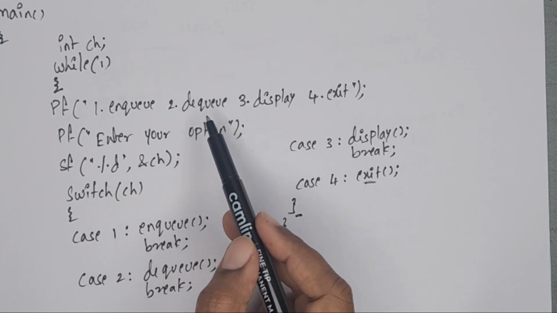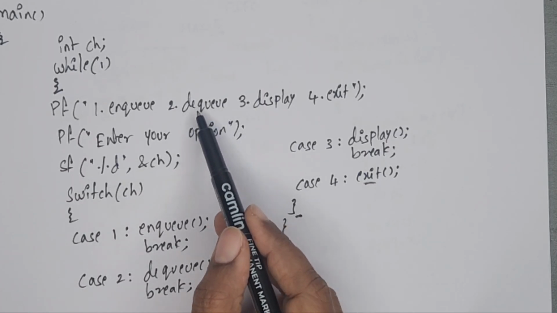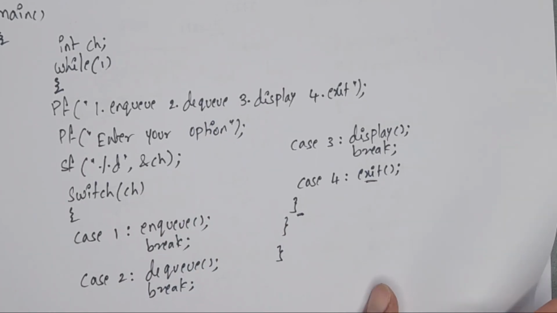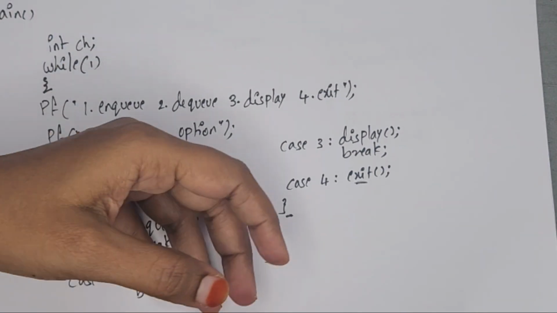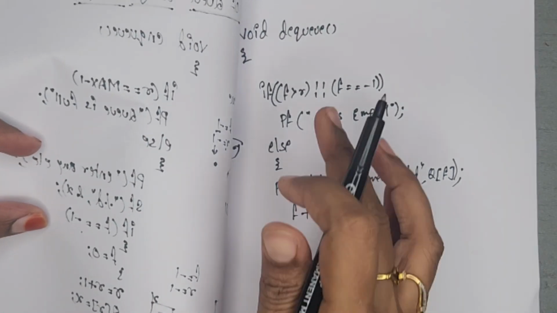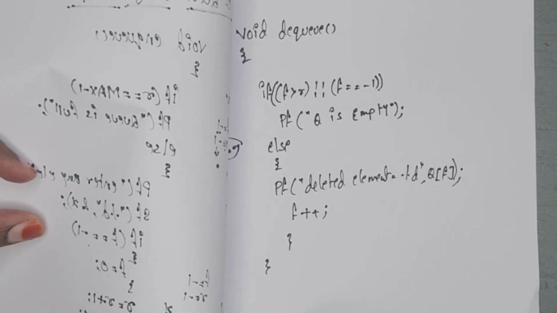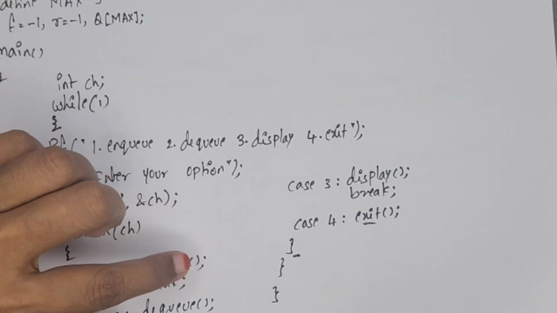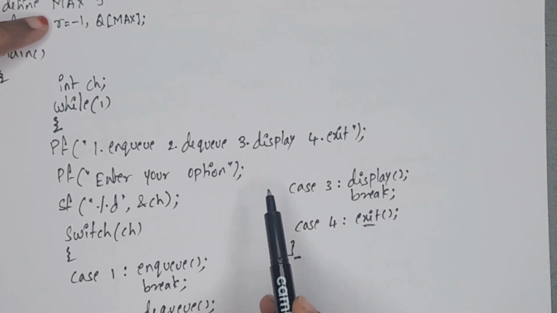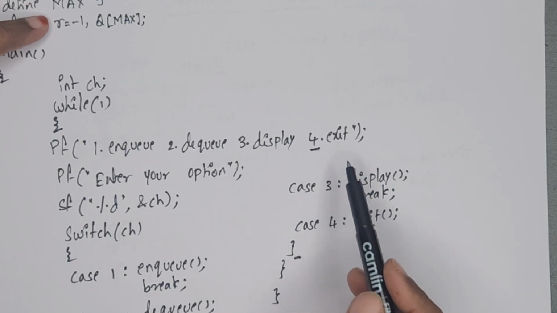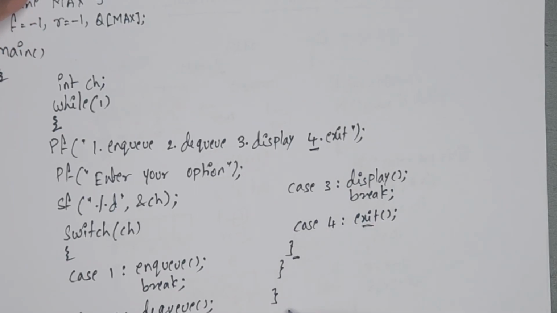Next time, if I want to remove an element, then I have to select 2. If it is 2, simply call the DQ function. It will remove the front inserted one, the front element. Again it will come back, so repeatedly it will ask you your choice. If you don't want to continue with this, simply select choice 4. When you select exit, it will exit from your program. This is the Q program. Any doubts, you can ask in the comment section. Thanks for watching.